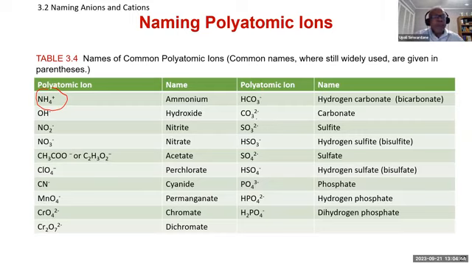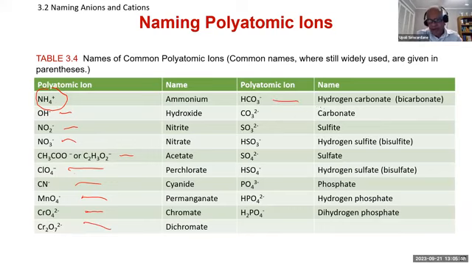So you need to know what the hydroxide ion is. Hydroxide is this. Nitrite is this. Nitrate is this. Acetate ion is this. Perchlorate is this. Cyanide ion is this. Permanganate ion is this. You have to go to this table and memorize the formula and the name. Chromate, dichromate, and hydrogen carbonate.